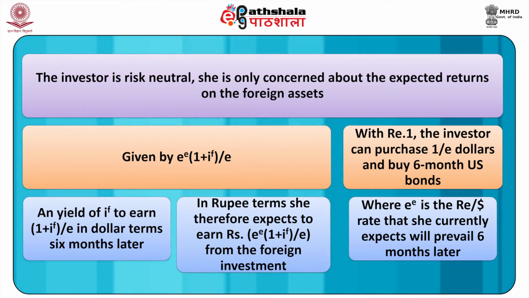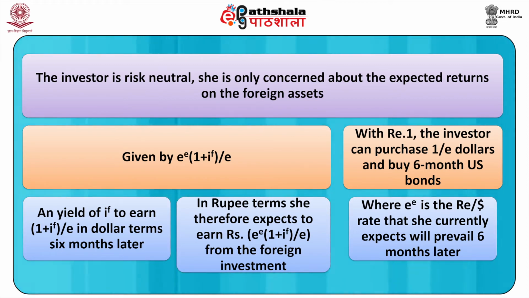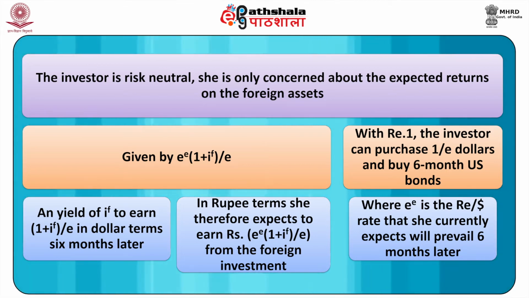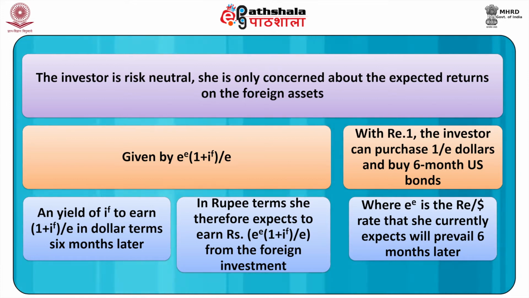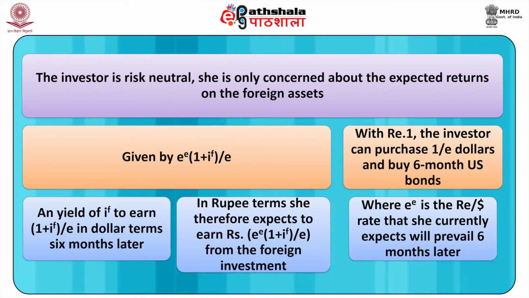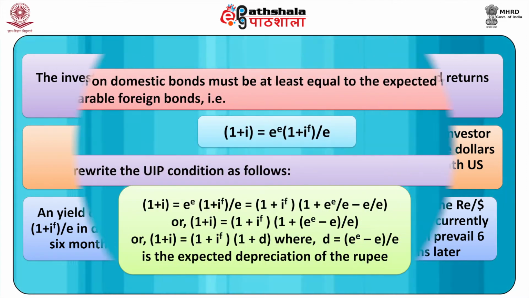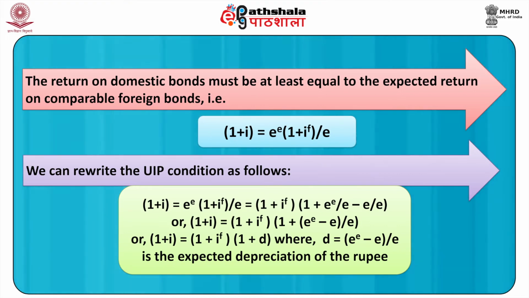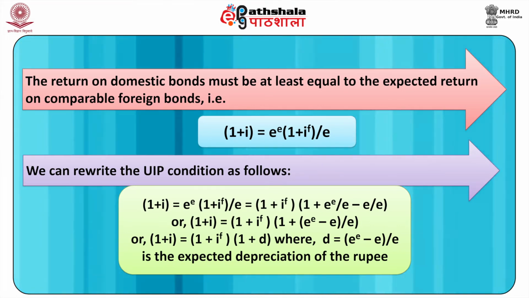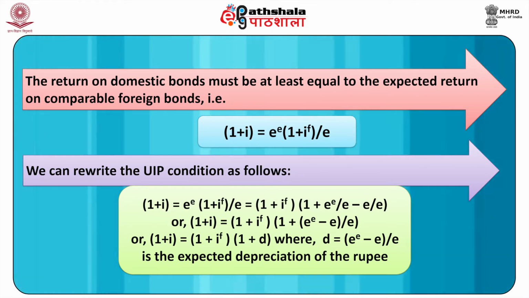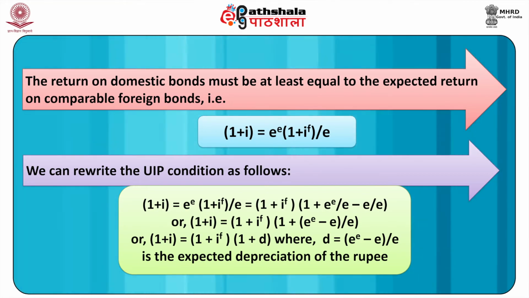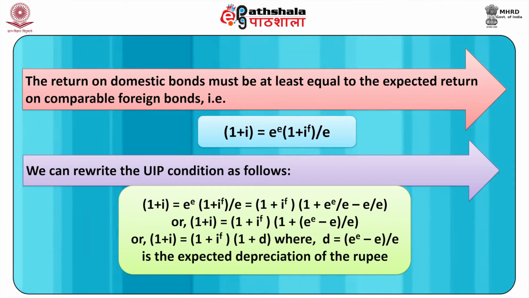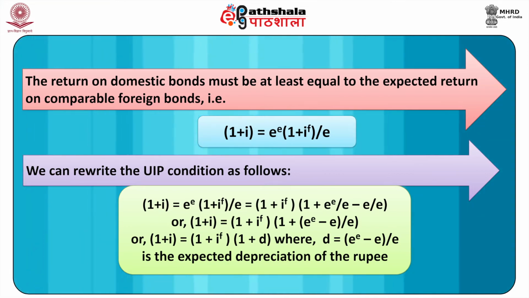In rupee terms, she therefore expects to earn rupee e raised to power e within bracket 1 plus i raised to power f, divided by e, from the foreign investment, where e raised to power e is the rupee per dollar rate that she currently expects will prevail 6 months later. According to the UIP condition, the return on domestic bonds must be at least equal to the expected return on comparable foreign bonds, as shown in the equation form on your screen. 1 plus i is equal to e raised to power e within bracket 1 plus i raised to power f, divided by e.